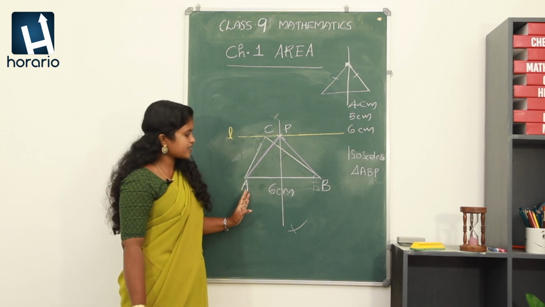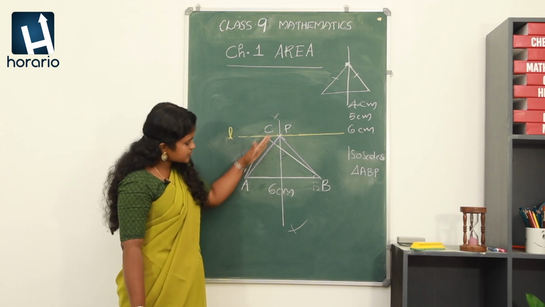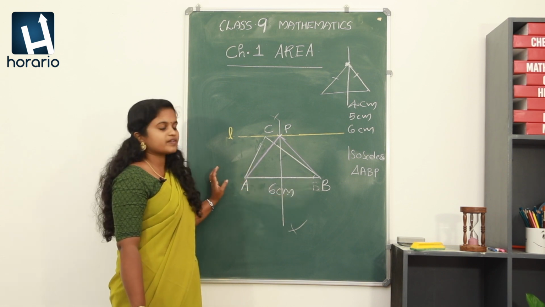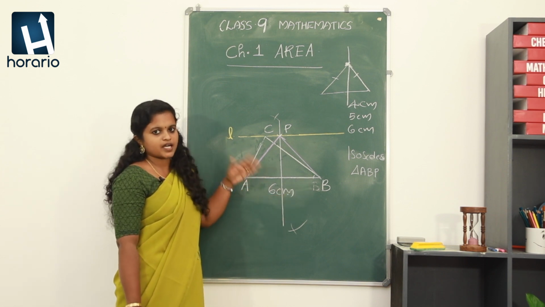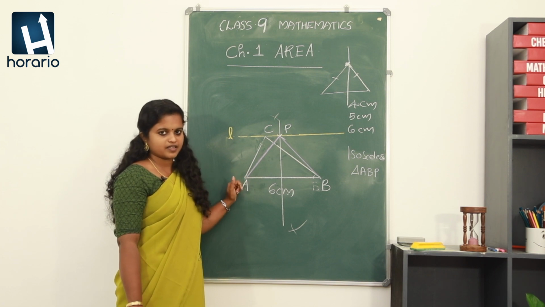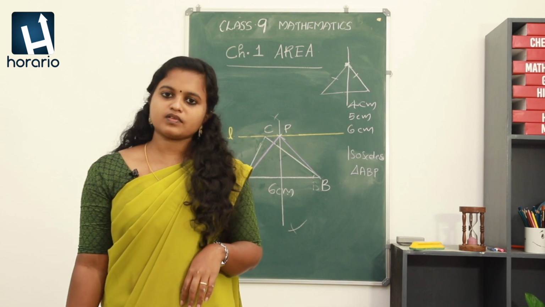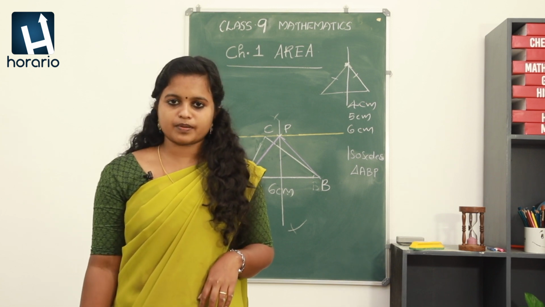It is obviously an isosceles triangle, right? These two sides will be equal. You can measure it using your scale and it will have the same area as per the concept that we have learned. Clear? So that problem is also done. Fine. Now we are moving on to the next problem.